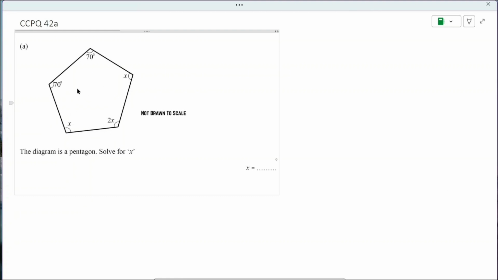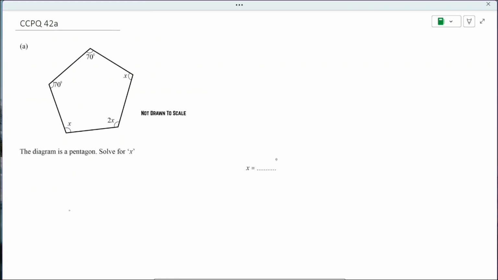So how do we solve for x? These are all interior angles of a pentagon, and the formula that should come into your mind is the sum of interior angles of a pentagon. If you have the sum of the angles, then you can say x plus 2x plus x plus 70 plus 70 should equal the sum. To better understand, let's just solve.